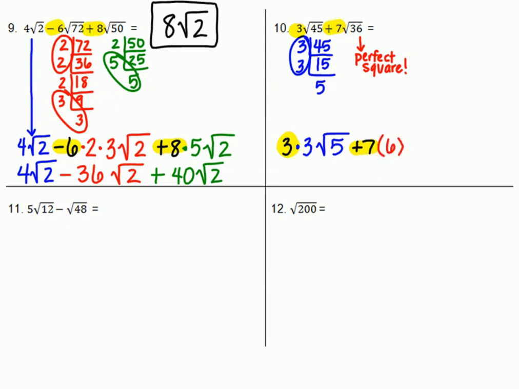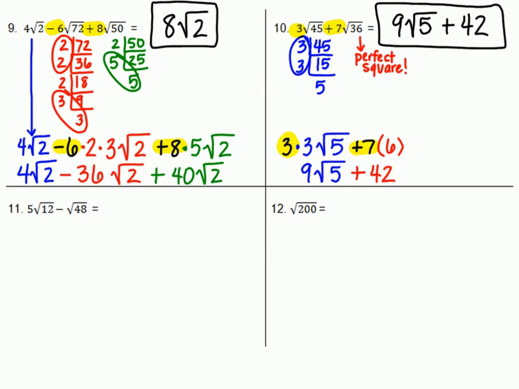So let's simplify. The first piece, 3 times 3, gives us 9 square root of 5. And the second piece, 7 times 6, is 42. Notice that the 9 has a square root of 5 attached to it, but the 42 does not. So we cannot combine these. They are not like terms. So we have to keep them separate, and we've got our final answer.